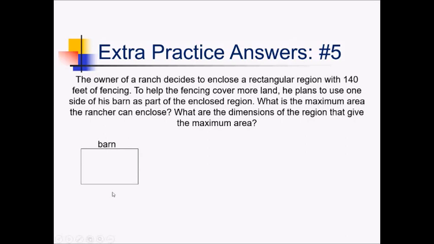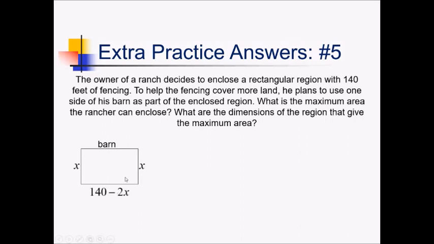So I'm going to try expressing all of these in terms of x. Let's make this side here have a length of x. That means the other side across from it is also x. And then this third side is whatever's left over. Since we've already used up 2x between those two sides, that means we have the initial 140 feet of fencing minus 2x left over for this last side.